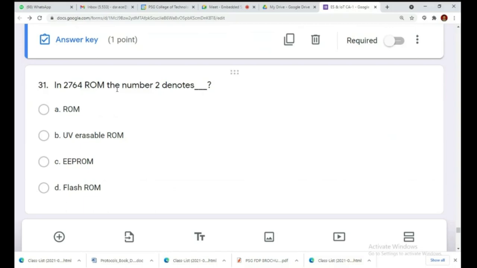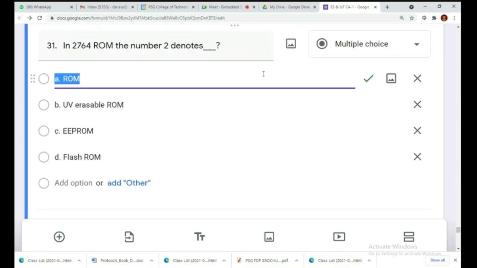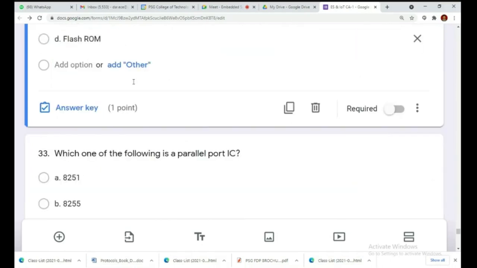2764 is read-only memory. The number 2 denotes it is read-only memory. So any IC which starts with the number 2 is read-only memory. So read-only memory is the right answer. So the right answer is A. The 7 denotes it is ultraviolet erasable. So the right answer is 2, that is, the number 2 denotes it is read-only memory, which is A.